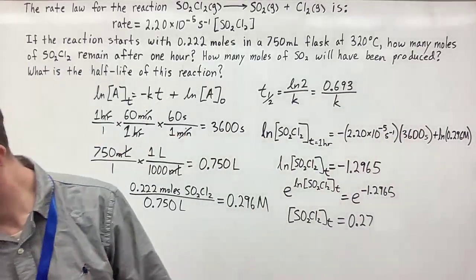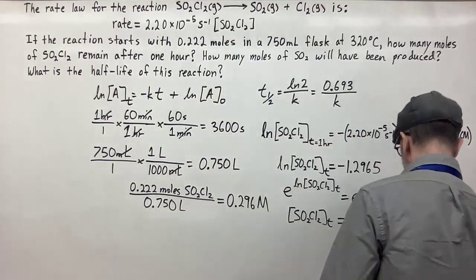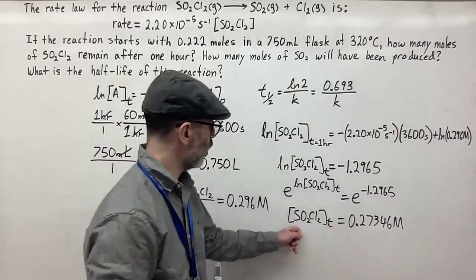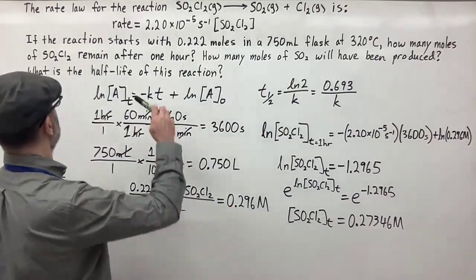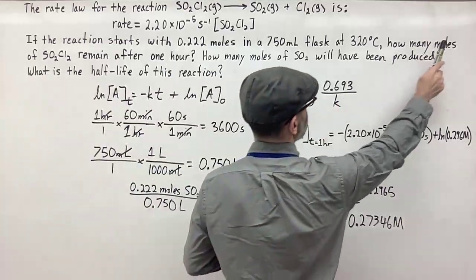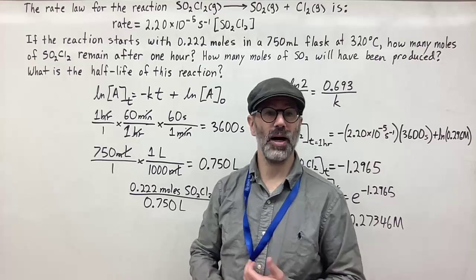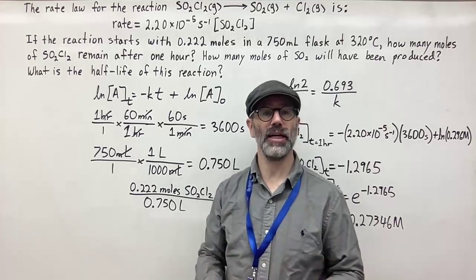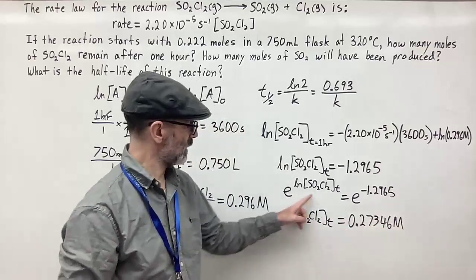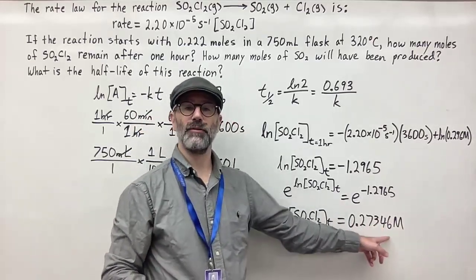Was it a 3? 346 molar. And then, of course, what are they asking for? We got to pay attention. If this reaction starts with this many moles, they want to know how many moles of the SO2Cl2 remain after 1 hour. So we're looking at moles, but what did we calculate? We calculated molarity, right? This is concentration. So we're not done yet. This is not the final answer.